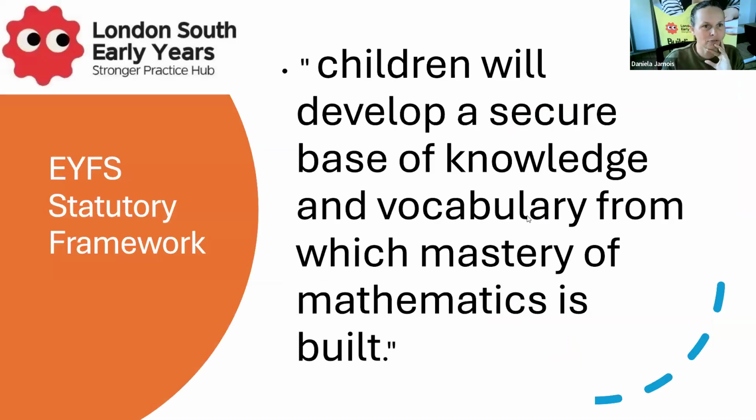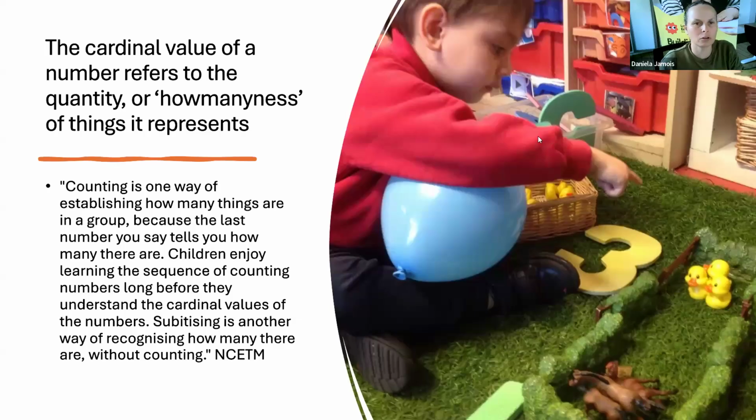So if we look at our statutory framework, they talk very clearly about number sense, and they also talk about how the base knowledge is what we're aiming for in mathematics, and that vocabulary is very important. The vocabulary from which mastery of mathematics is built. So whichever strand we're looking at, it's really helpful as practitioners to think about the key words and the key phrases that you might be using to emphasize that strand. And we'll have a look at a few of those words as we go today.